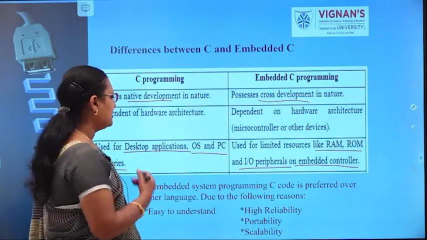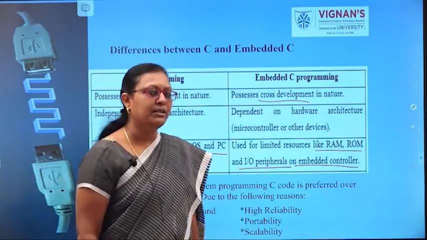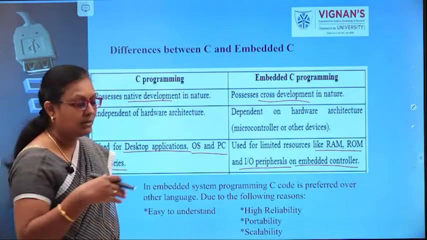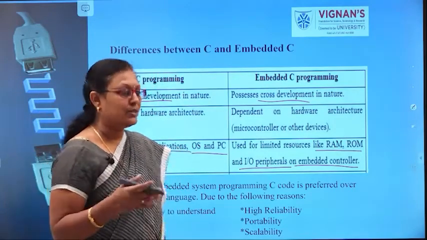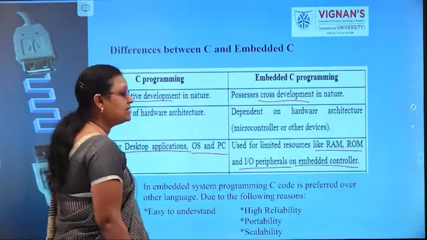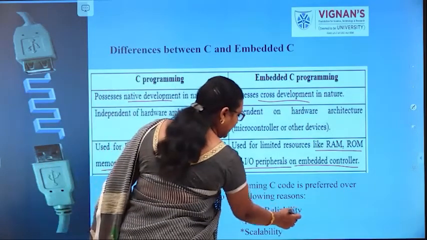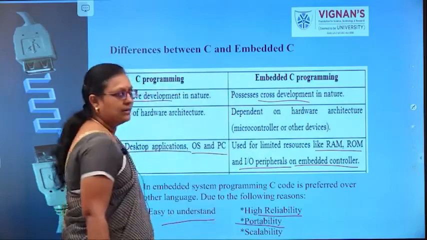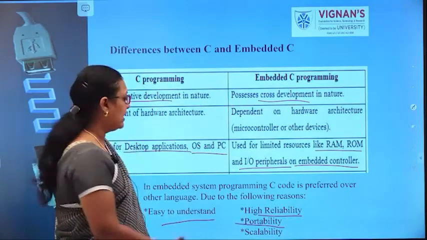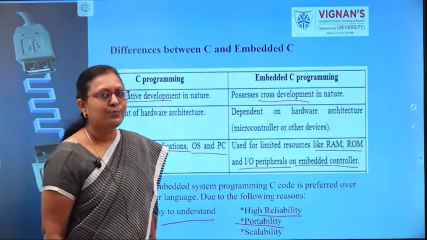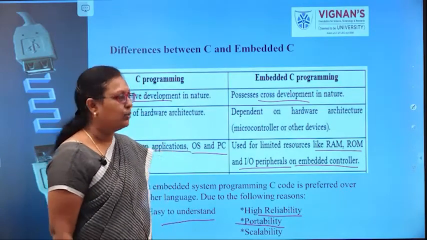Okay, so in this embedded system, why are we preferring C code compared with other languages? We prefer C code because it is very easy to understand, it has high reliability, it is highly portable, and the scalability is also high when compared with other code languages.